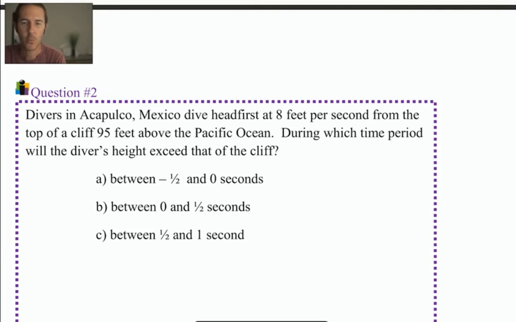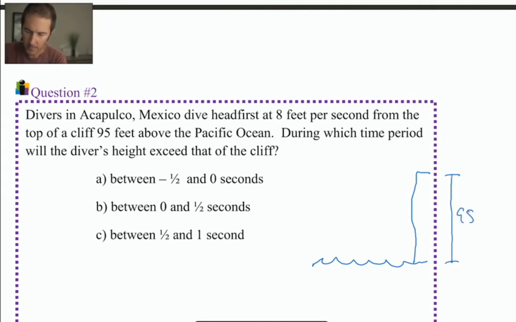Well, if the question is asking during which time period will the diver's height exceed that of the cliff, what I'm envisioning is that my cliff is here, and I've got my water down here. It's a little choppy. The cliff is 95 feet above the water, but now they're diving off. They're not just falling off of this cliff. So if there is a time period when the diver is going to be higher than the cliff, I think it's reasonable for us to assume that the diver is starting out going 8 feet per second in sort of an upward direction, and then they're going to continue to fall, or fall gracefully anyway, down into the water.